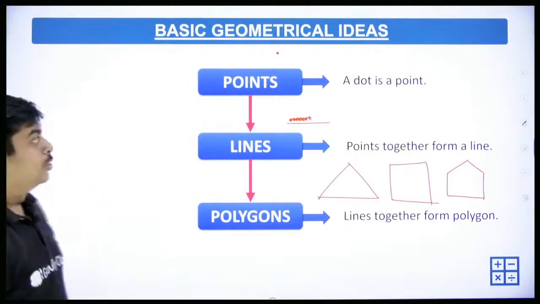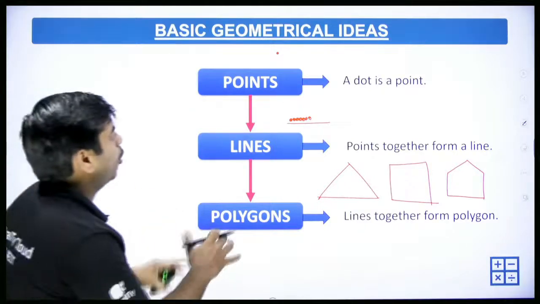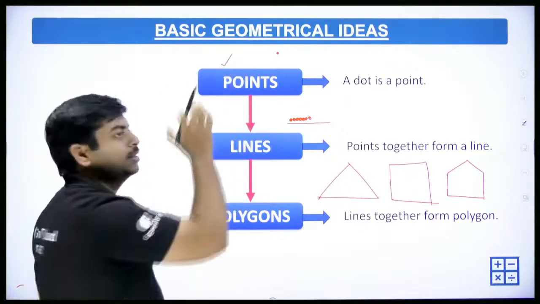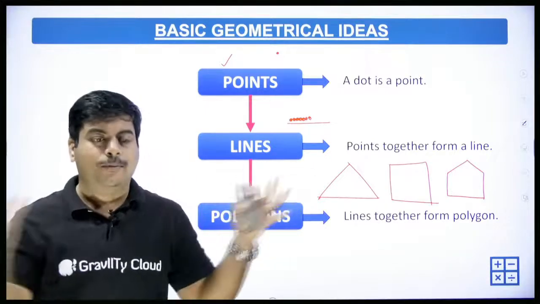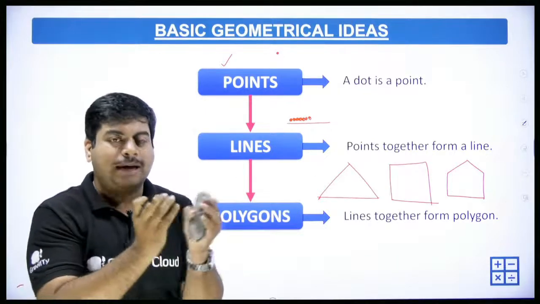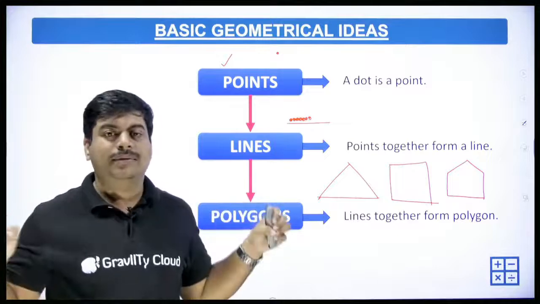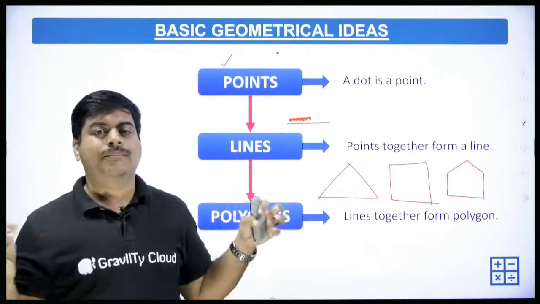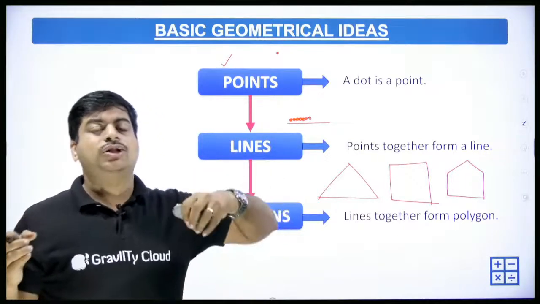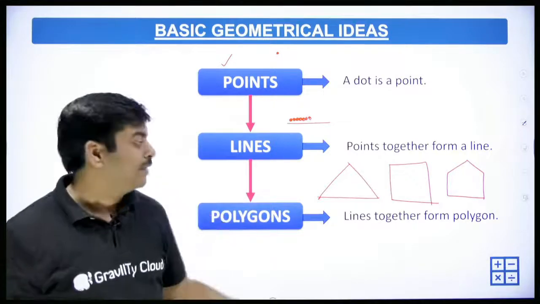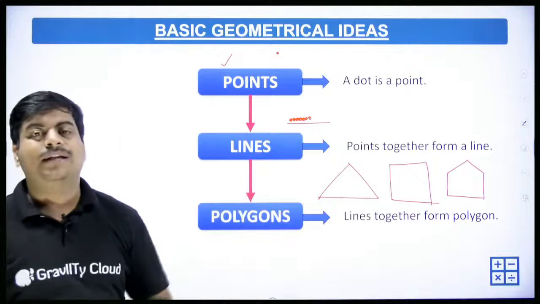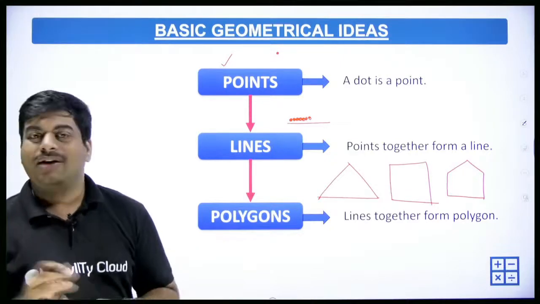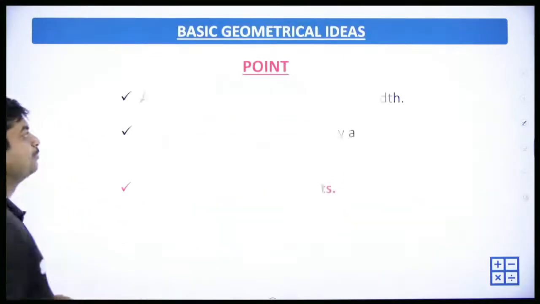So very basic, we'll start from the journey of a point. All the points clubbed together side by side will give you a line. Infinite points will form a line. And all such lines, if you can arrange them into closed figures, we say they are polygons. These are some of the shapes.